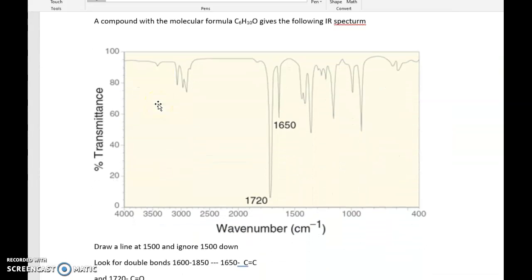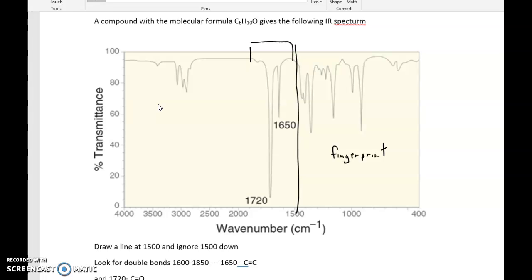We have a compound. They've given us the molecular formula of it, and they've given us the IR spectrum. So the first thing we generally do is draw a line at the 1500 mark, and we say that this is the fingerprint region. We are not going to use it. Okay? Then we want to look for double bonds. We'll look for double bonds between 1600 and 1800 in this region right here.